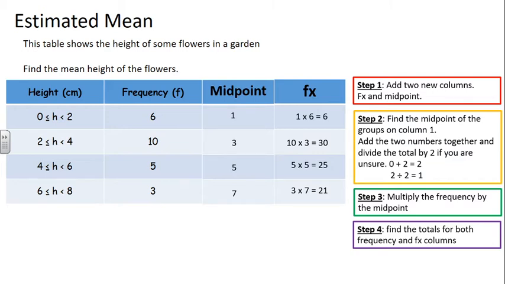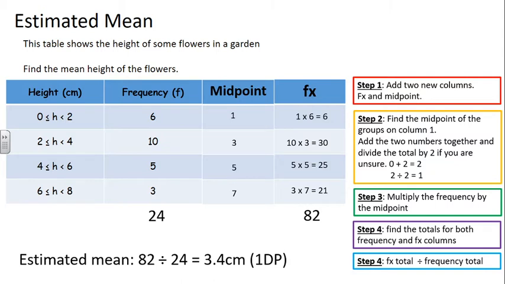Step 4 is find the totals for both frequency and FX columns, not the midpoint. 24 and 82. And then, as you've done on your previous means from frequency tables, it is FX divided by frequency. However, that should say step 5, not step 4. So 82 divided by 24 is 3.4 to 1 decimal place.